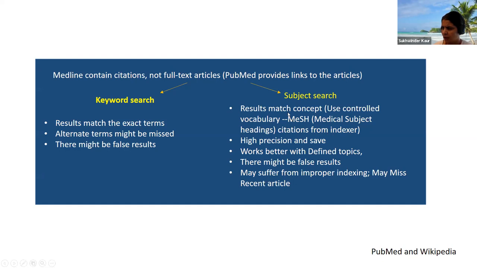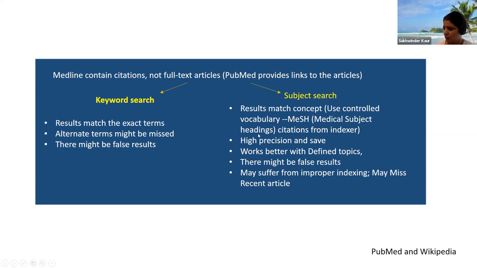At the same time, let's say I want to write a review or review a literature which is totally new to me. In that case, I try a subject search, so we go for Medical Subject Headings. Whenever a new article comes to PubMed, there are indexers who manually go through each and every article, figure out what the article is about and which medical subject heading it should go under. So every article is associated with a medical subject heading.